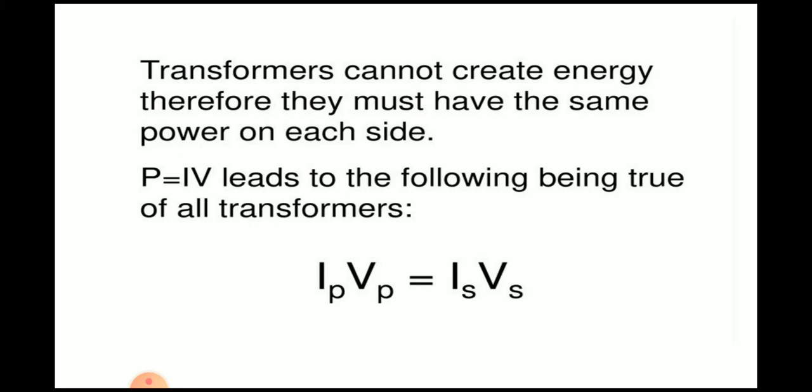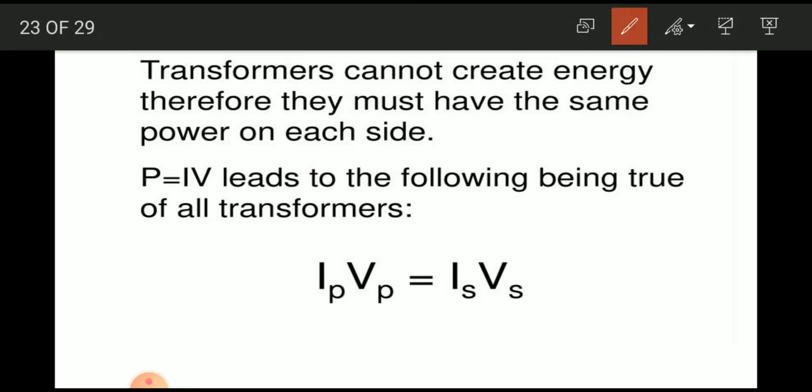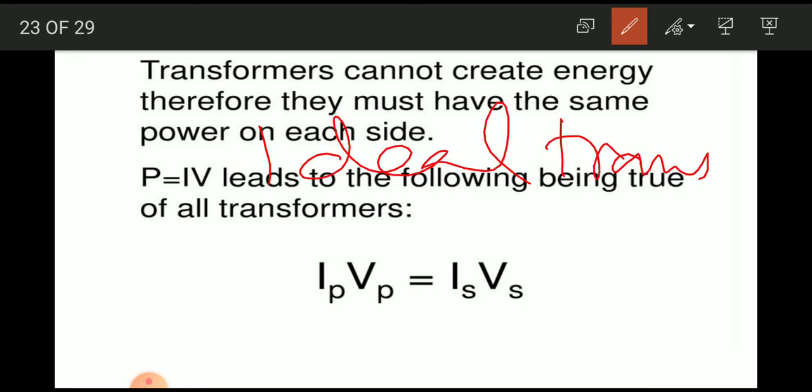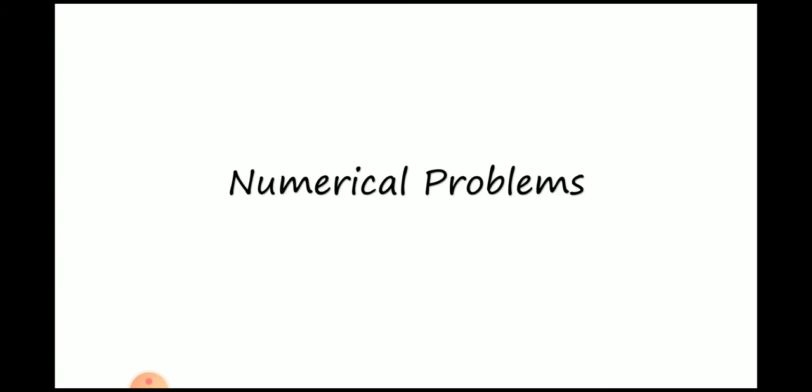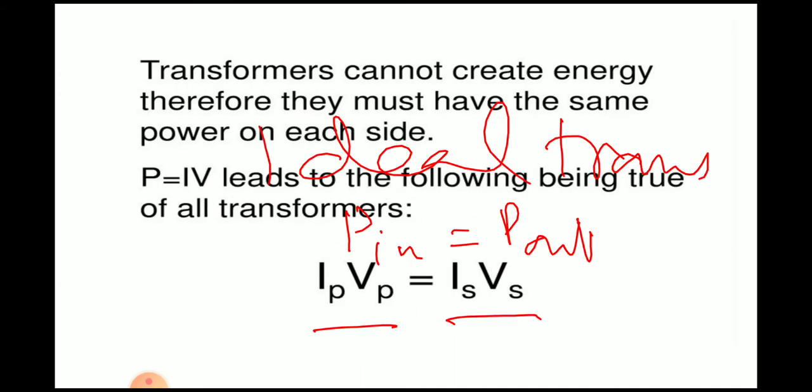Now, transformers cannot create energy, therefore they must have the same power on each side. Power is equal to IV, leading to the following being true of all transformers. This is for an ideal transformer. Power at the input is equal to power at the output. IpVp is equal to IsVs. Now let's revise, students.